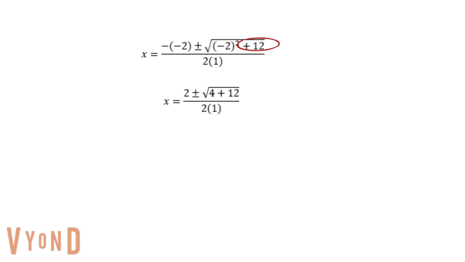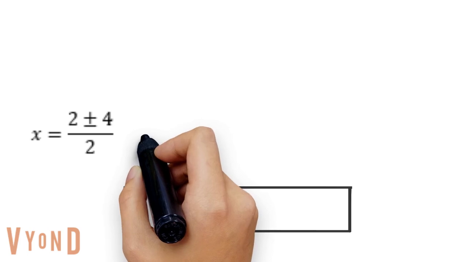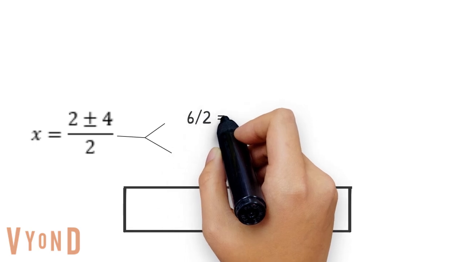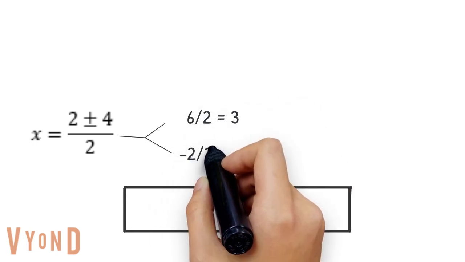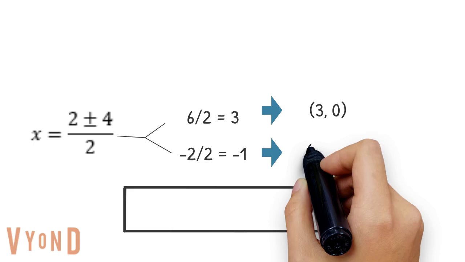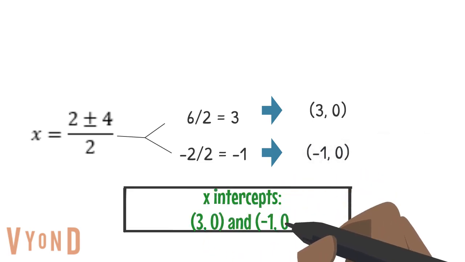So if you add the 4 and the 12, you're going to get 16. Now, whenever you get a perfect square, you need to simplify it. The square root of 16 is 4, so you're going to end up with 2 plus or minus 4 over 2. Your solution will branch off into 2 parts. If you add 2 and 4, you're going to get 6. 6 divided by 2 will give you 3. And then 2 minus 4 gives you negative 2. Negative 2 divided by 2 gives you negative 1.